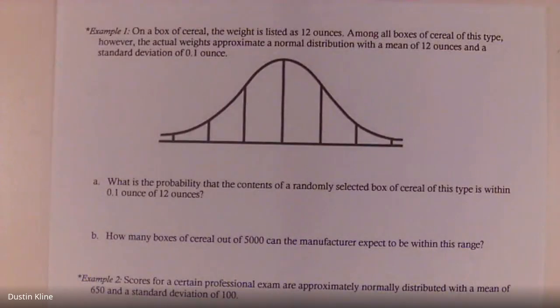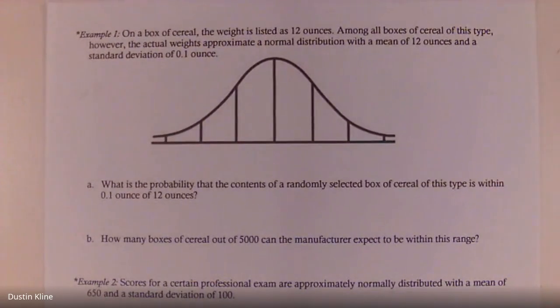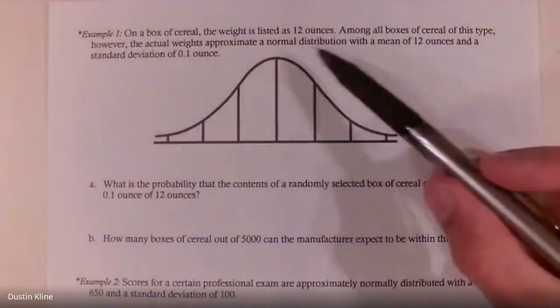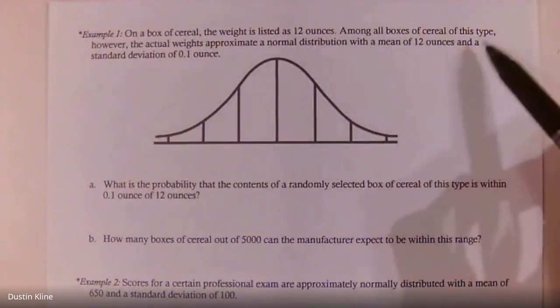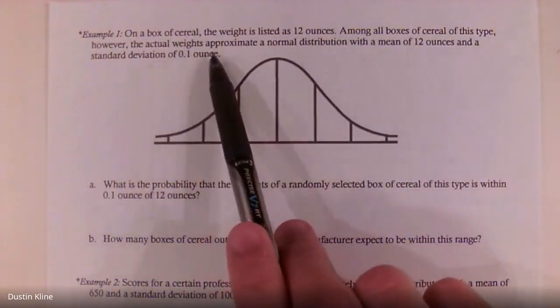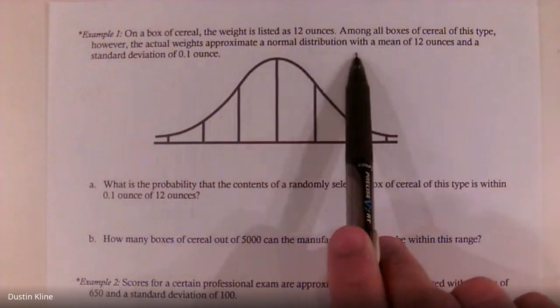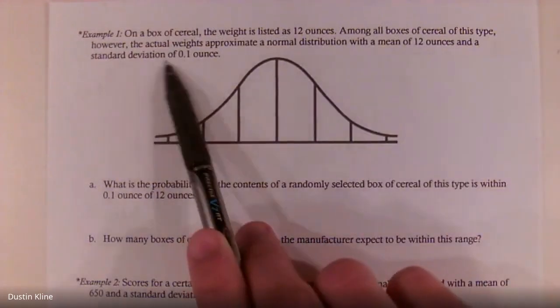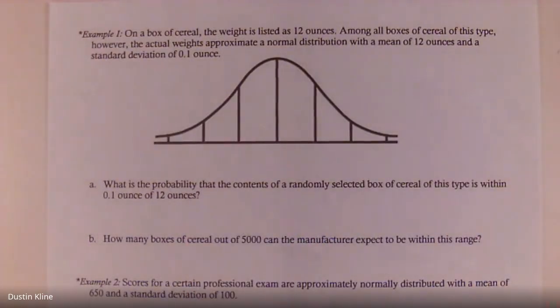And so our first example here talks about a box of cereal. On a box of cereal, the weight is listed as 12 ounces. Among all boxes of cereal, the actual weights approximate a normal distribution with a mean of 12 ounces and a standard deviation of 0.1. That makes sense, right? A machine's pumping cereal into those boxes, but it's not going to be absolutely perfect every single time. The manufacturer knows that.